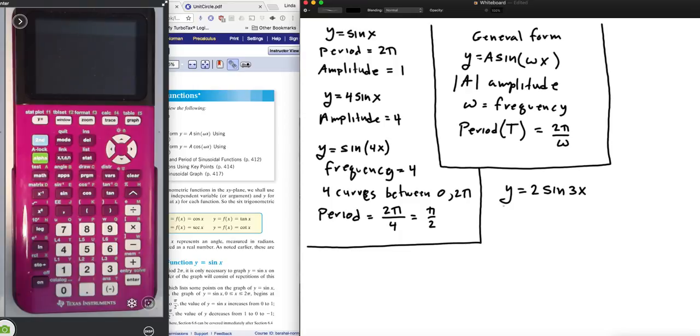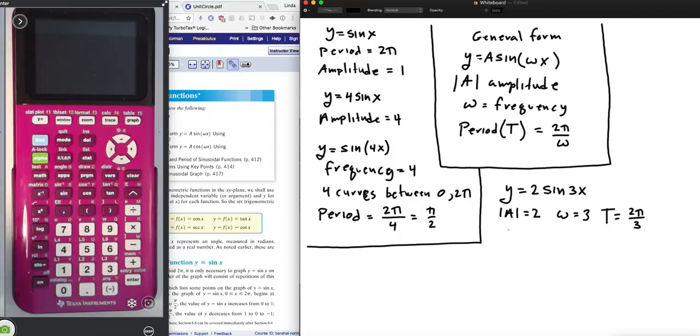All right, so I need to pull out two things. I need to pull out the amplitude, which is going to be 2. I need to pull out the frequency, which is going to be 3. And then I'm going to calculate the period, 2 pi over the frequency, to get one cycle. Anytime we talk about graphing trig functions, we talk about graphing one cycle of the trig function.